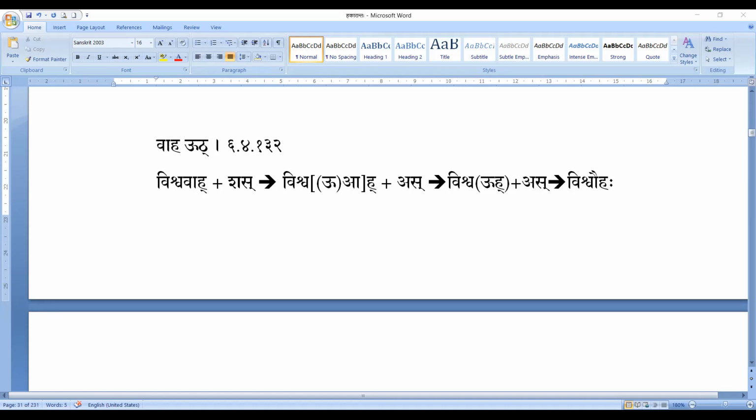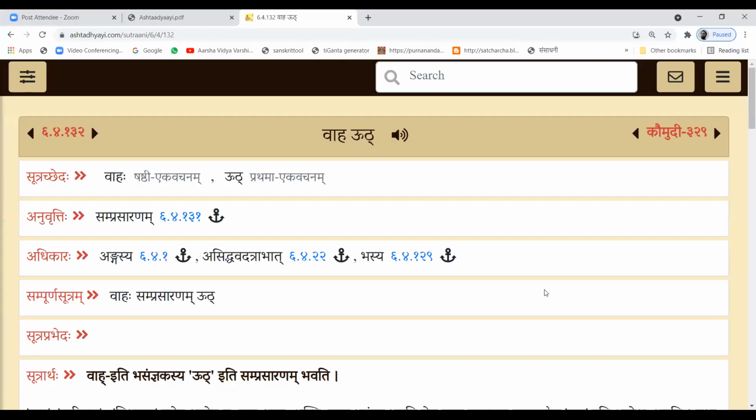Now let us see Vaghavud. Vaghavud is connected to Samprasaranam. Therefore, we will see what Samprasaranam is. So that is the connection. Vagaha Ut. Vagaha is Shashti Bhakti, therefore it is the Sthani. So Vagaha is in the Sthani place. It is under what section?